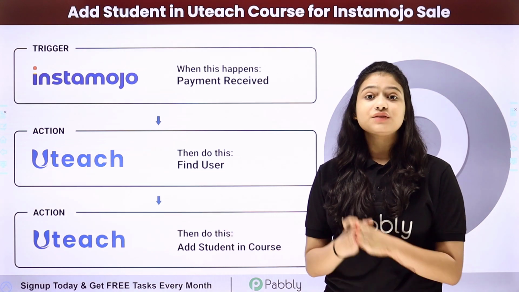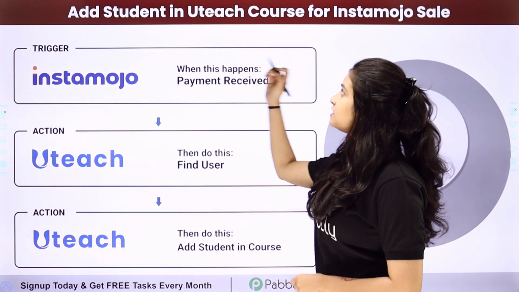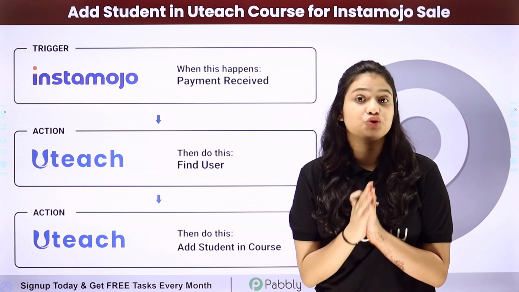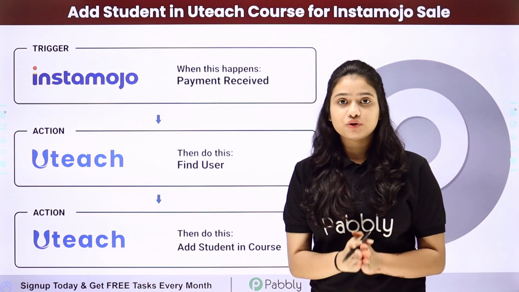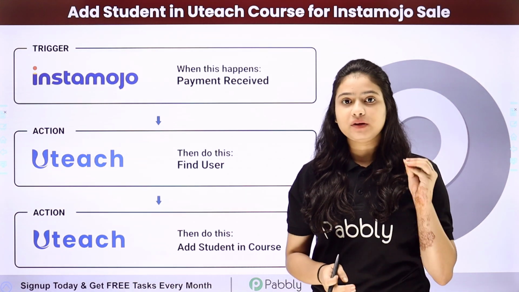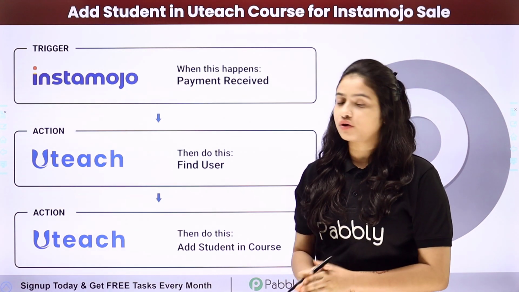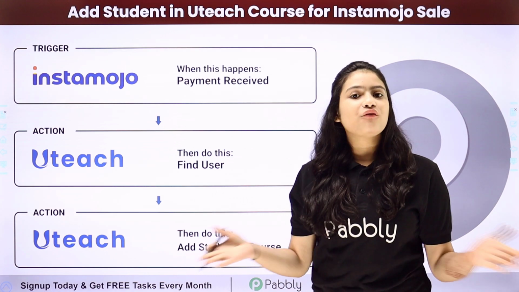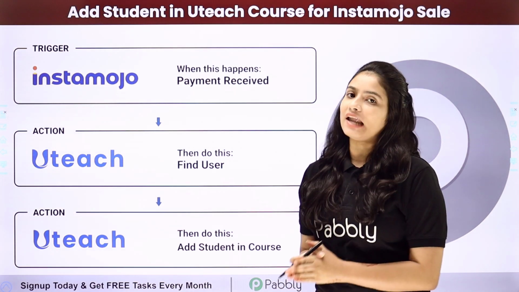Hello everyone, in this video we are going to learn how to add a student in a Teachable course for an Instamojo sale. I want that whenever a new product is purchased in Instamojo, the person who has made the payment should automatically be added as a student for a particular course in my Teachable account. So how are we going to do this process automatically and effortlessly?